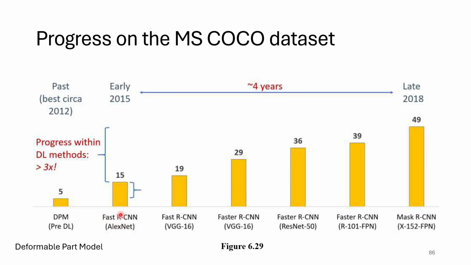So in 2013, there's Fast R-CNN. The CNN just means convolutional neural network. It applied a convolutional network, used AlexNet as the backbone to do detection. So this is the 15, meaning 15% mean AP.